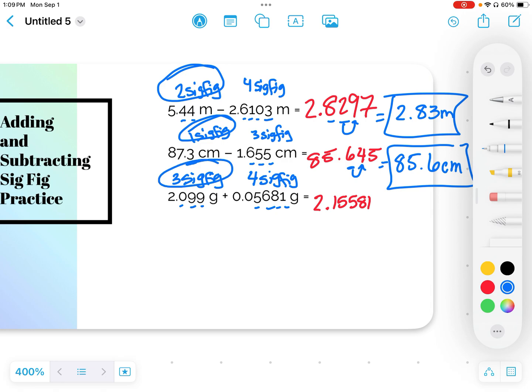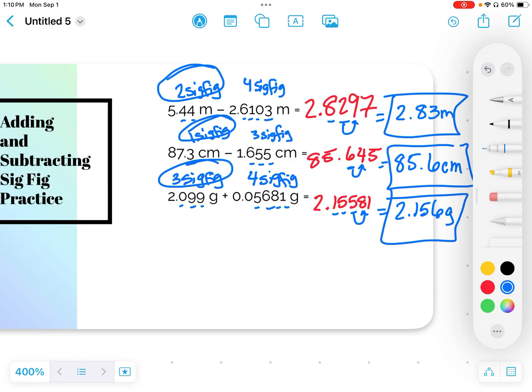Again, we ignore the 2 in our answer. We just go to the right of the decimal. We go 1, 2, 3. I look behind. It's an 8. So I ask myself, am I going to round up or stay the same? Well, 8 is higher than 5, so we're going to round up. So it's going to be 2.156, and that would be grams. Would be my final answer.